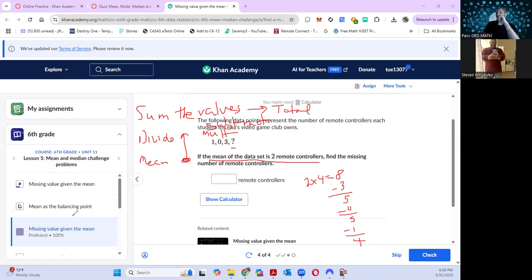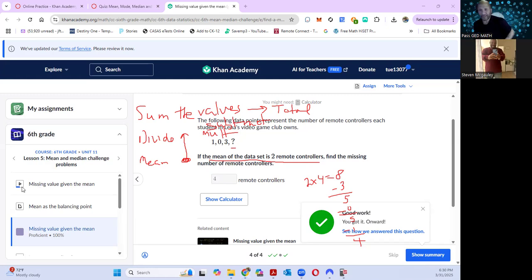Nope. 5 minus 1. Oh, 5 and 1. 4. Let's check our answer. There we go. Okay, so I'll send this link to you so you can practice. You have to know how to find the missing value. So let's try another one.